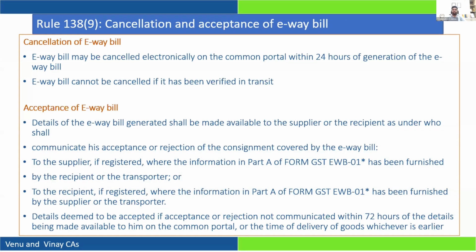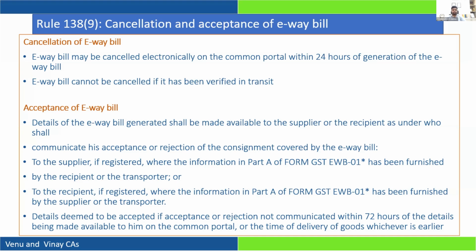And coming to the cancellation of the e-way bill. Once the e-way bill is generated, only after filling in the details in part B will the validity of the e-way bill start. Once the e-way bill is generated, we can cancel it on or before 24 hours of the generation of the e-way bill. But if the generated e-way bill has been verified in transit, then even within the 24 hours we cannot cancel it, whichever is earlier. Either if it is verified in transit before 24 hours or at 24 hours, whichever is earlier.